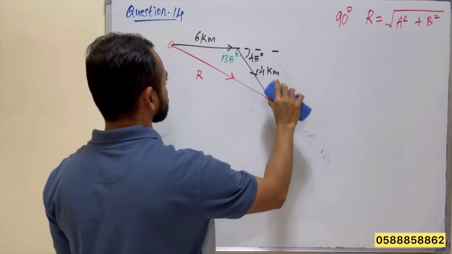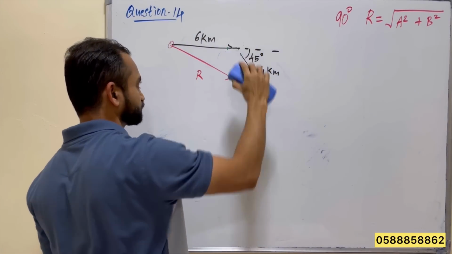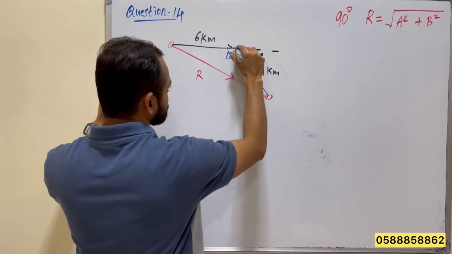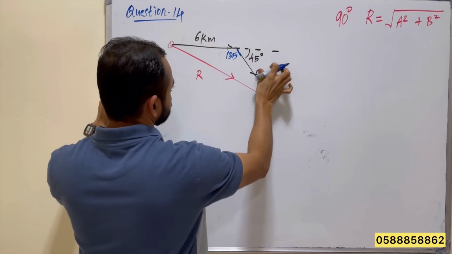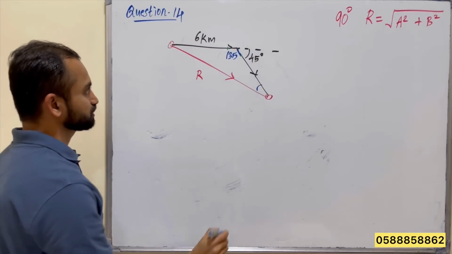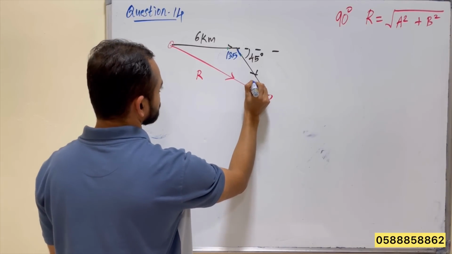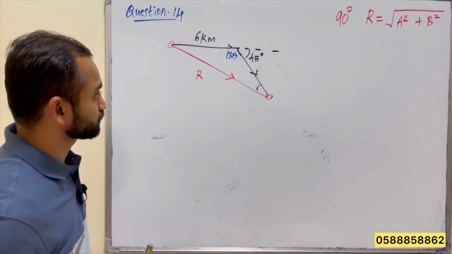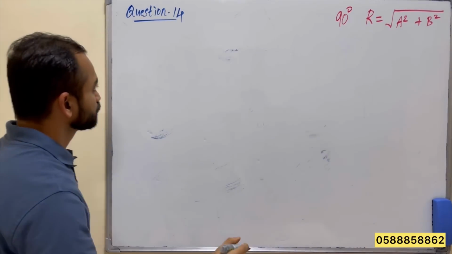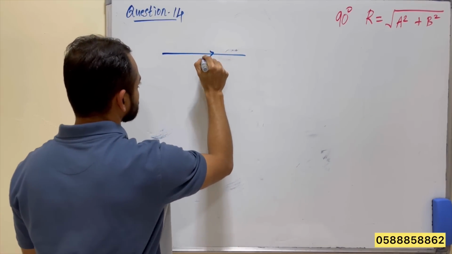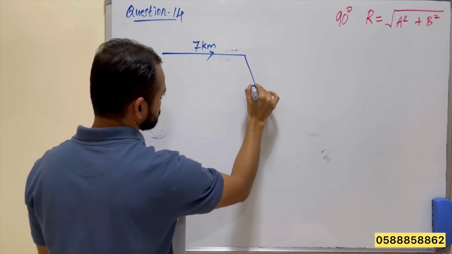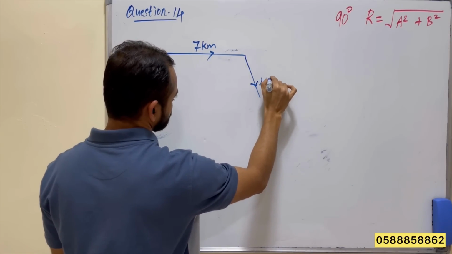For example, this angle is 135, and this side is not given. Instead of that, this angle is given. I will give you another question, okay? We will change the question. You are walking again 7 kilometers. Now you are walking more distance in this direction, for example 4 kilometers.